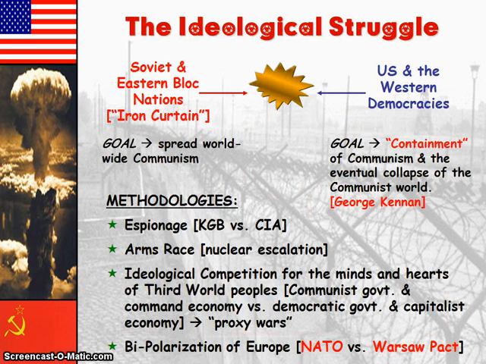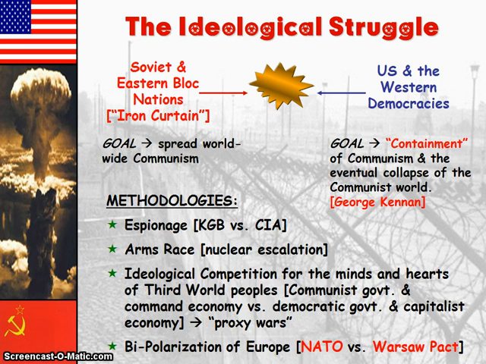There were two different goals that each country wanted to achieve. The Soviets wanted to spread communism worldwide through the use of spies known as the KGB. The U.S. and other democracies had a goal called containment. This idea was created by George Kennan, and the thought was if the U.S. could contain communism to where it already existed, then it would eventually die out on its own. They also used spies from the CIA.